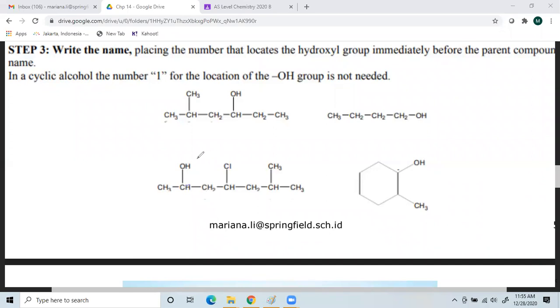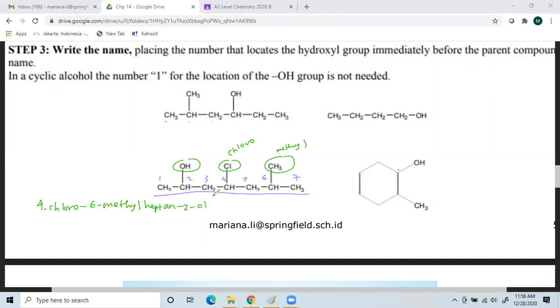Okay, how about this? Once again, find the longest chain. This is simple, this is the longest chain. Numbering 1, 2, 3. The rest are substituents. This is the functional group. So what would the name be? This is chloro. This is methyl. So C comes first, right, before M. So 4-chloro, 6-methyl. The longest chain consists of 7 Cs, so heptane. What's the position of OH? The second carbon, right? So heptane-2-ol.